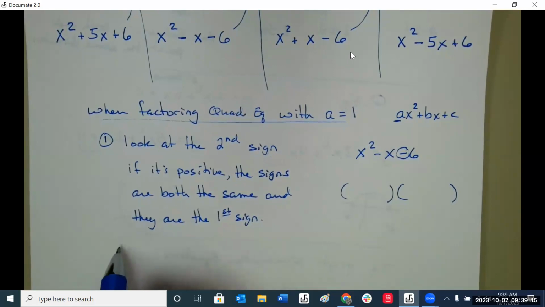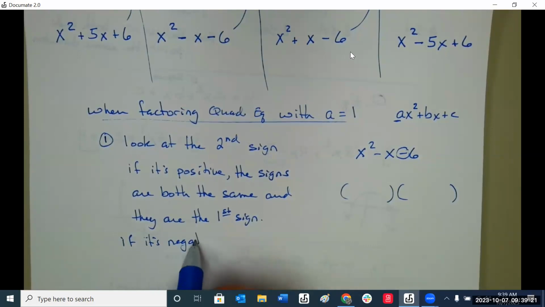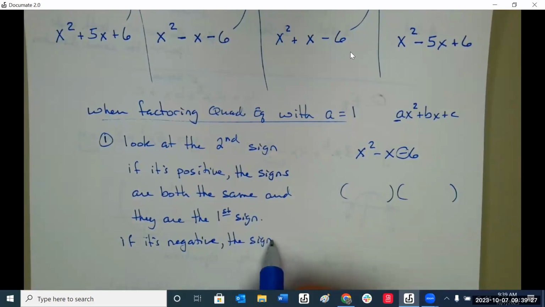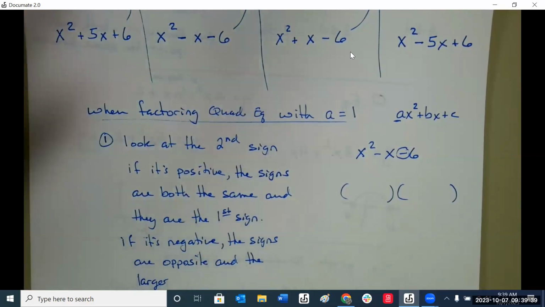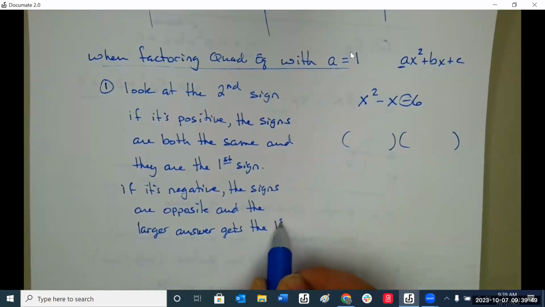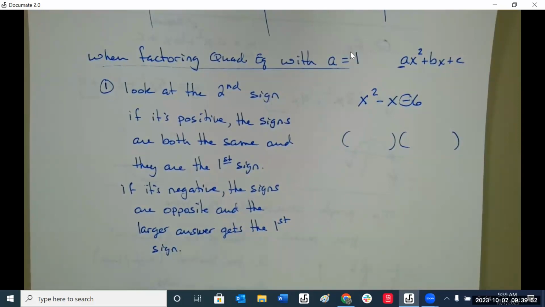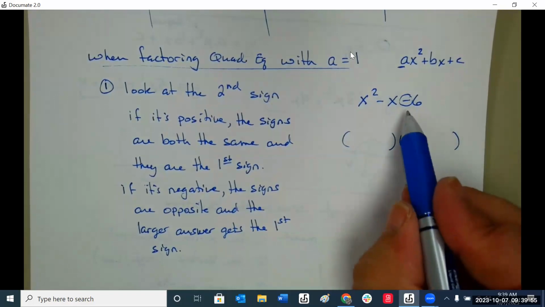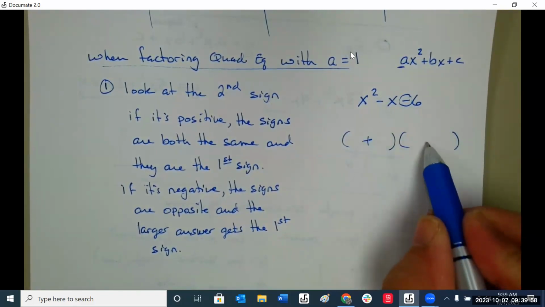But since it's not, if it's negative, the signs are opposite, and the larger answer gets the first sign. So since the second one's minus, we know the signs are different. One's positive, one's negative.